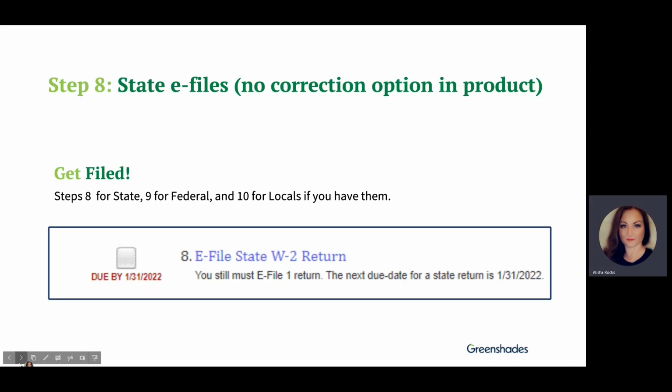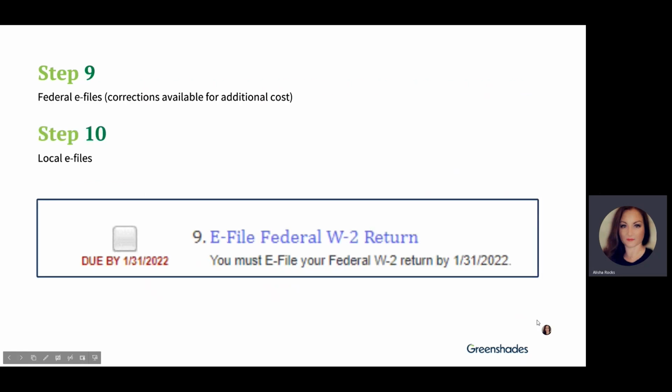Once you've made it through the mail process, next you need to get your e-files sent off. There's a few different steps to e-files. You have your state e-files, which we currently do not offer any types of corrections for, but you can file through us. That will be in step 8. Once you get into step 9 and 10, these are going to be for federal and local e-files. Locals is something that we've recently started offering last year and this year. And so I hope that if that's something that you need to submit this year, that you'll take a look at Greenshades to help you get that done.